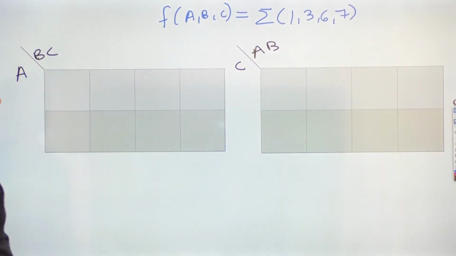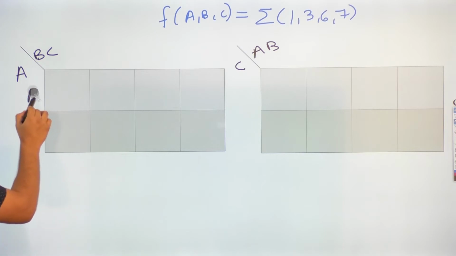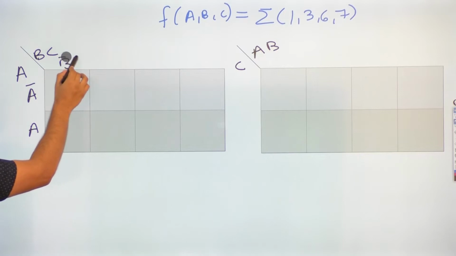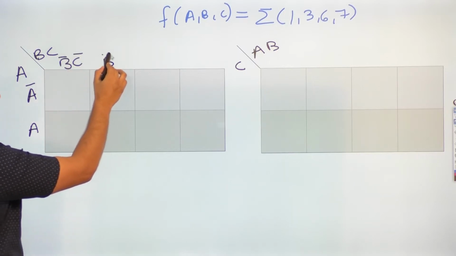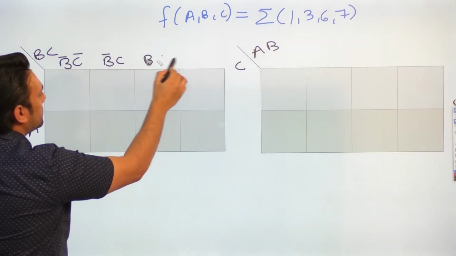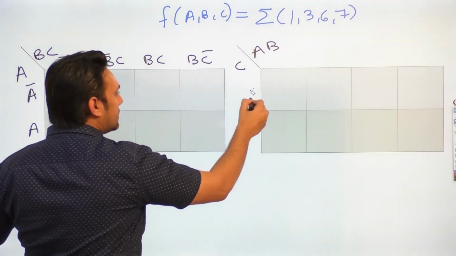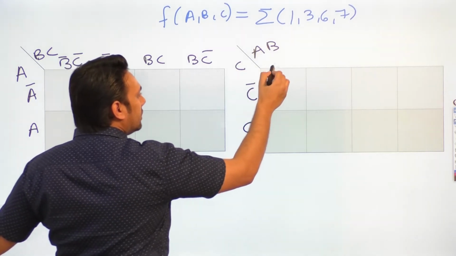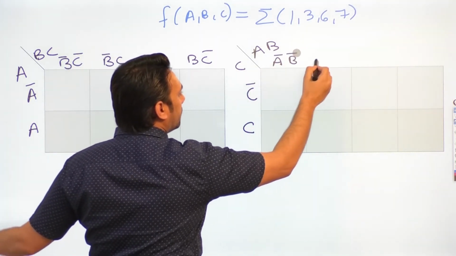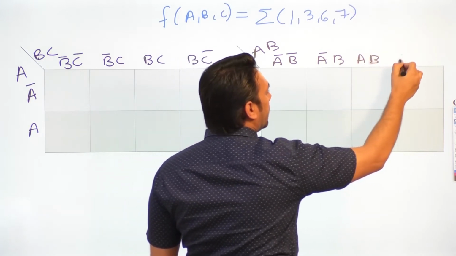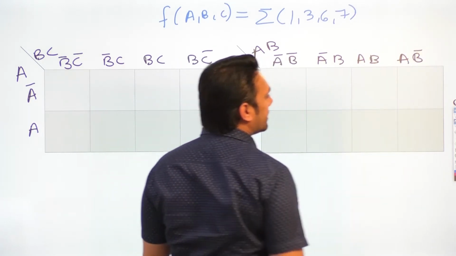Okay? I'll explain you. So this is A complement and this is A. This is B complement C complement, B complement C, BC and BC complement. And this is representing C complement and C. This is A complement B complement, A complement B, AB, and this is A B complement.